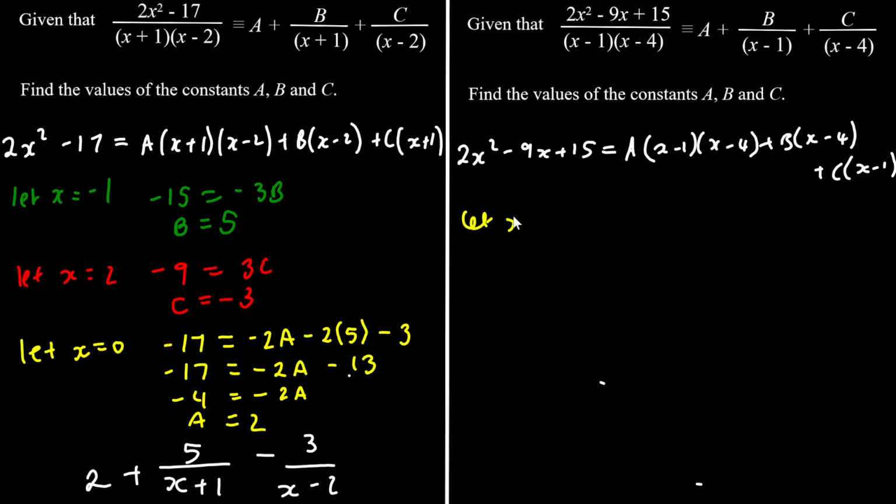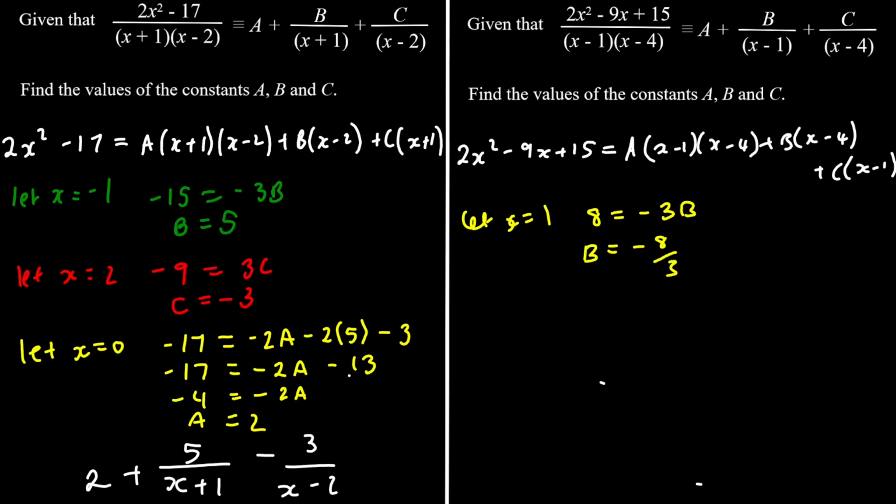Then we will let x equal 1. So 2 minus 9 plus 15. 17 take away 9, that's 8. 8 equals, a's gone, c's gone. 1 minus 4, that's negative 3. Negative 3b. So b is negative 8 thirds.